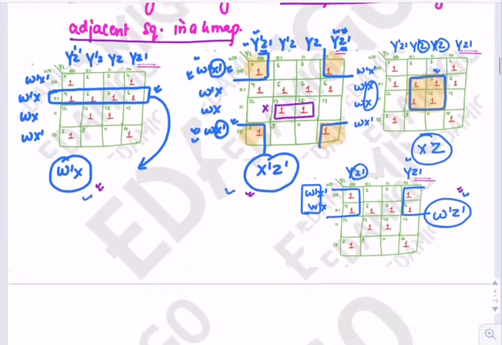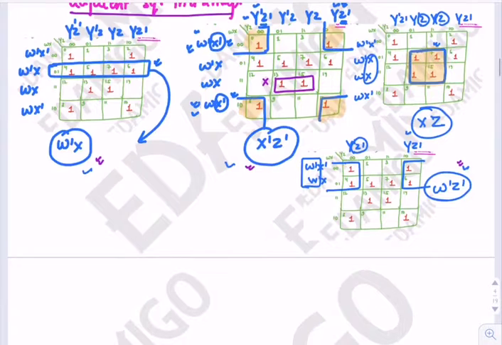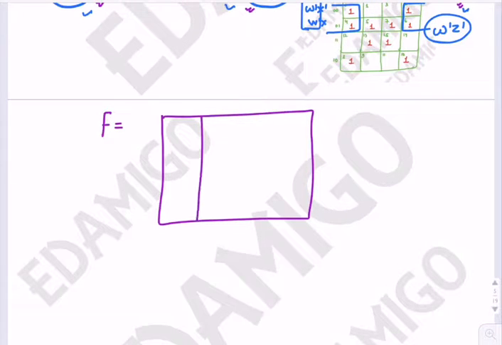Okay, so these are the four ways in which we can combine together. Now as we know, while defining a function f, we need to add only those prime implicants which are able to cover all the ones which are in the K-map.